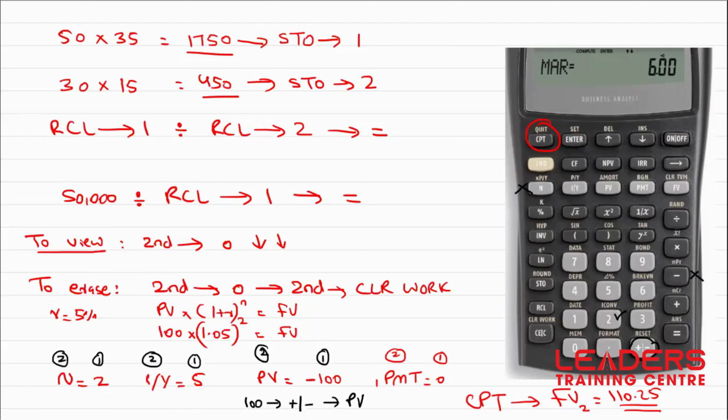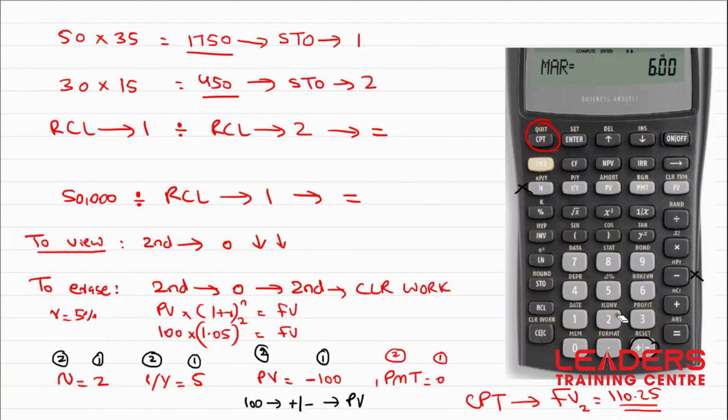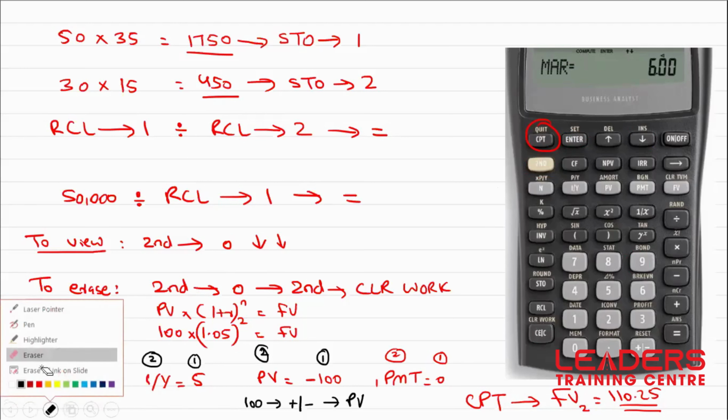One more thing that I would like to add, and that could help you a great deal. Let's say if you have made a mistake somewhere and you want to diagnose your mistake, instead of redoing everything, here is how you can actually diagnose your mistake.